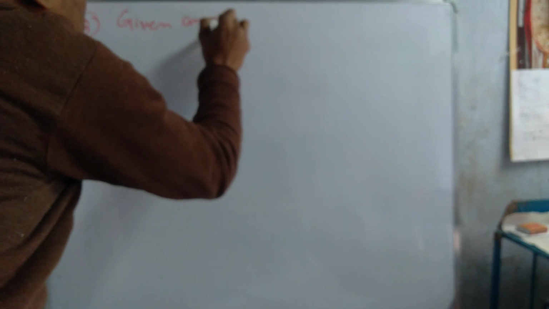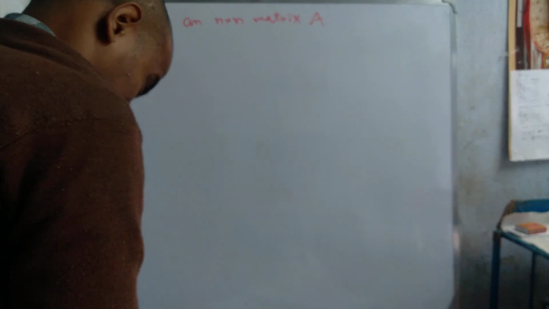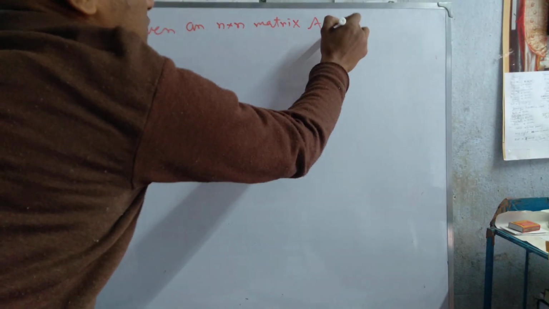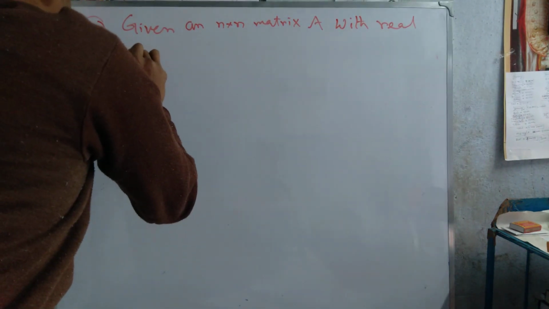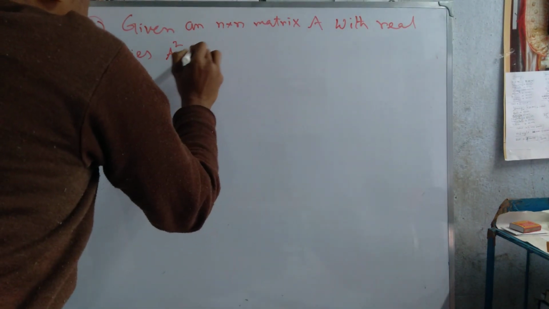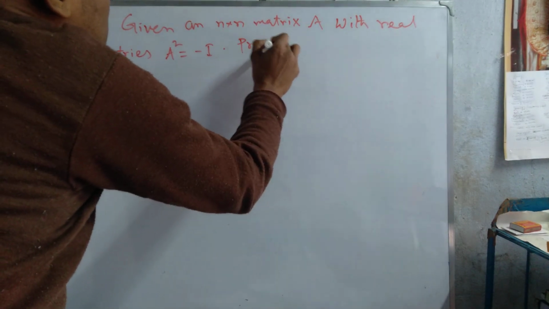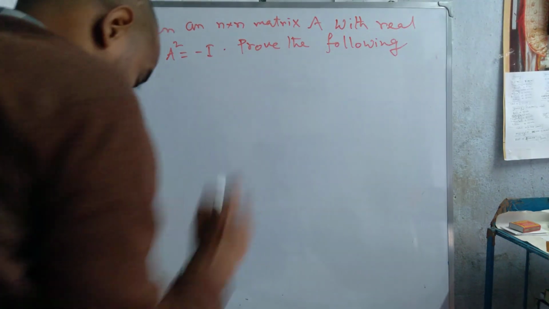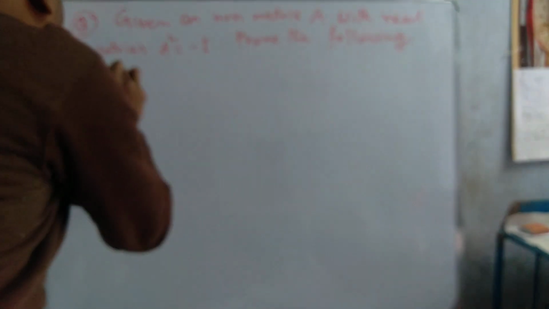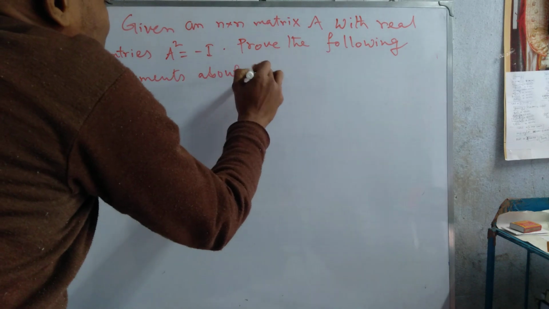Given an n cross n matrix A with real entries, A square equal to minus I. Prove the following statements about A.